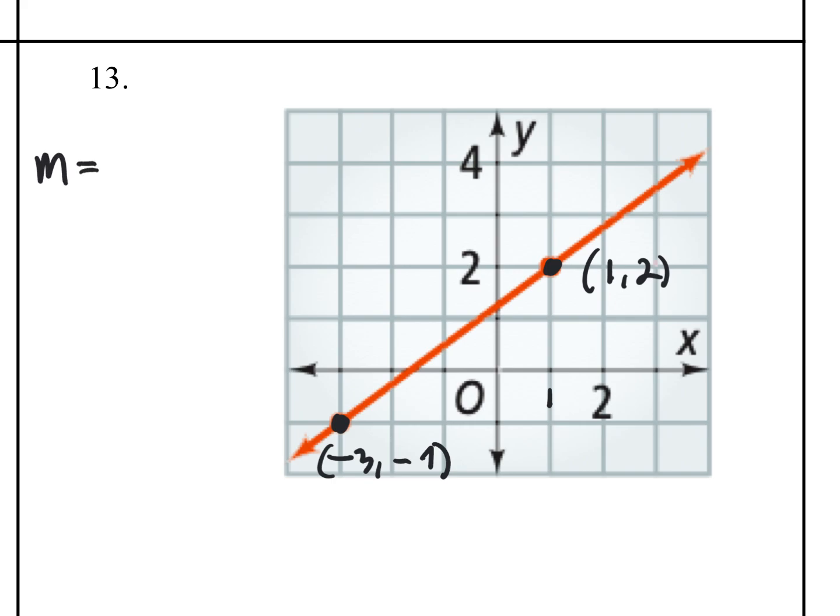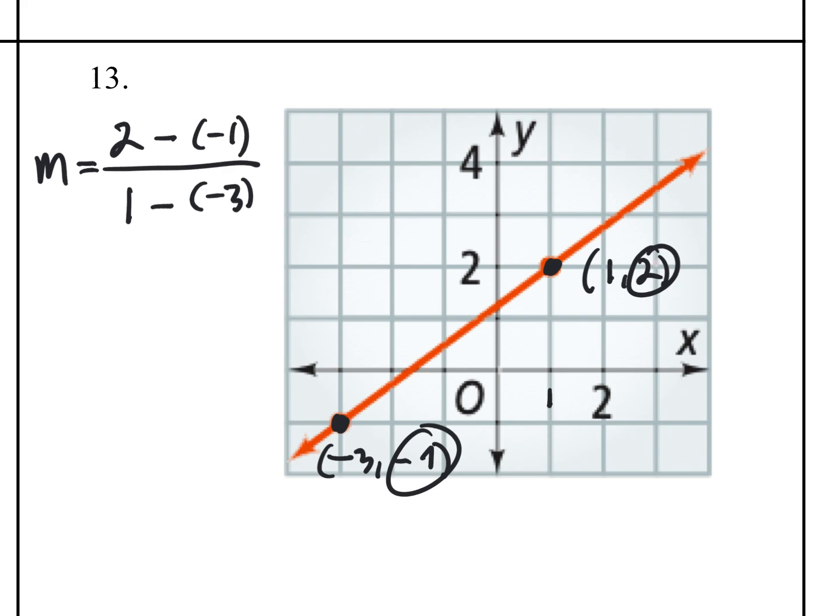So since this is going up, then the 2 from the top is going to be my y2, and this is going to be my y1. So that's going to be 2 minus minus 1 all over 1 minus minus 3. Okay, we already know 2 minus minus 1 is going to give you 2 plus 1, and 1 minus minus 3 is going to give you 1 plus 3. So 2 plus 1 is 3. 1 plus 3 is 4. So my slope is 3 over 4.